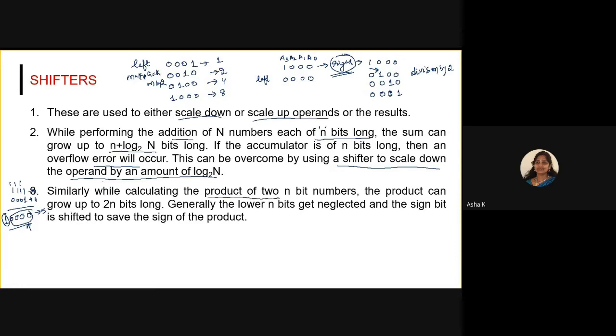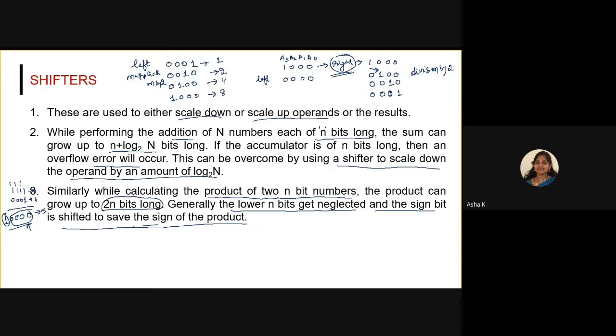That is, while calculating the product of two n-bit numbers, we require shifters. The sum can grow up to 2n bits long. As we studied in the previous multiplier, if I'm multiplying two n-bit numbers, the sum can grow up to 2n bits long. Generally, the lower n bits get neglected and the sign bit is shifted to save the n-bit product.